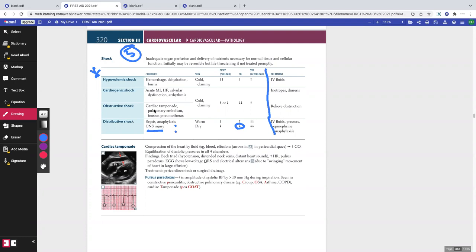Okay, Dr. Otero was also kind enough to write a little bit about the difference in the chat box. If you guys are interested, please check it out. Now, are you guys done? Yes or no? Are you guys done reading the shock, or did you guys take a break?